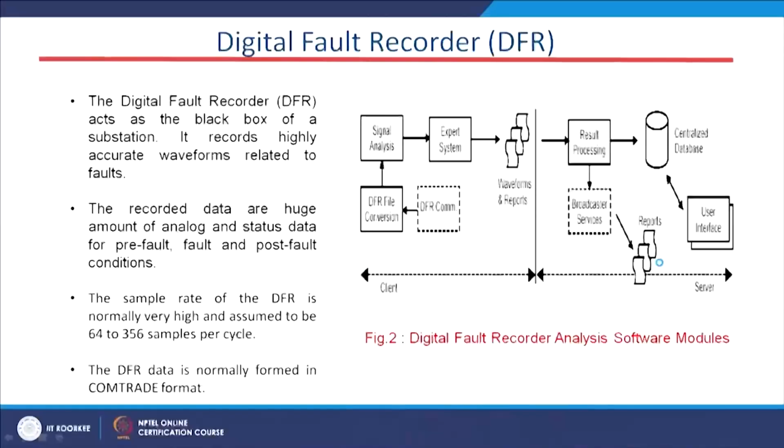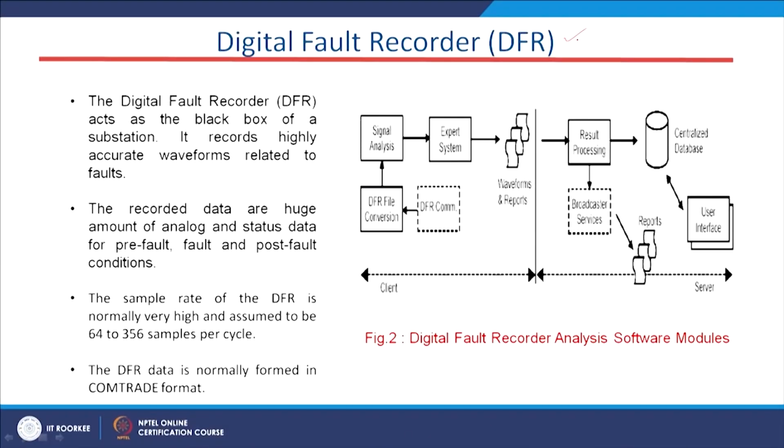Now, we have already discussed when I started this wide area monitoring system lecture that there are three components of this wide area monitoring system. The first one is data acquisition, the second one is the communication part, and the third one is application. So, we have already seen the application part. As far as the data is concerned, we have already discussed the synchronized measurement data, that is the operational data, and the other part is non-operational data. Those non-operational data we can obtain from one device. This is the digital fault recorder.